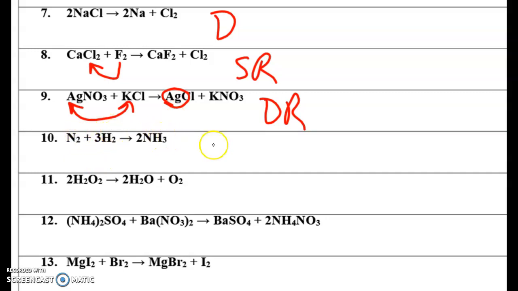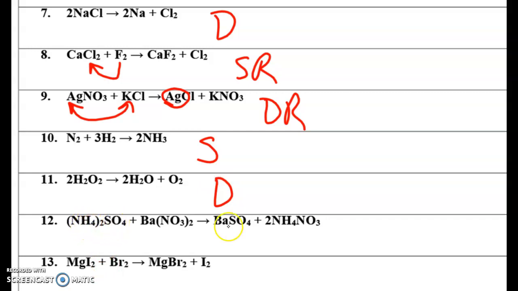Nitrogen and hydrogen were separate, now they're together. That is a synthesis. Hydrogen and oxygen are together in hydrogen peroxide, then they separate to form water and oxygen. The best way to describe that is a decomposition.